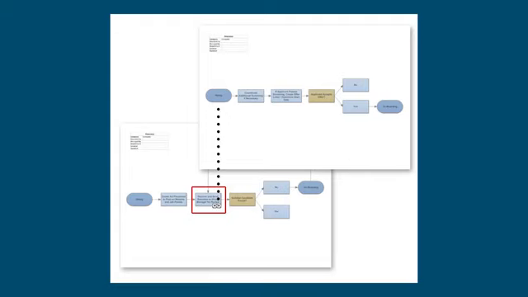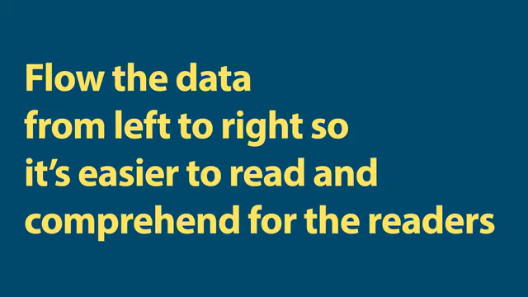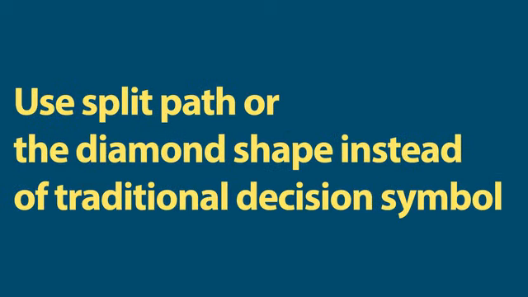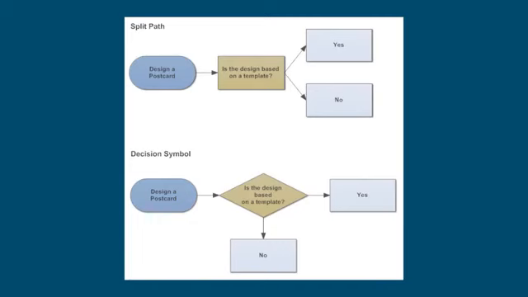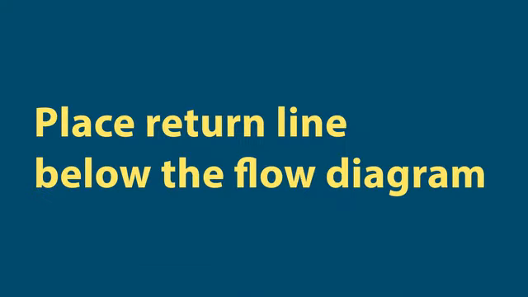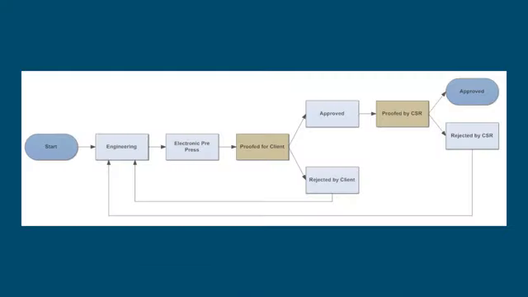The third one is flow the data from left to right so it's easier to read and comprehend for the readers. Fourth, use split path or the diamond shape instead of traditional decision symbol. By using the split path, it divides the flow but will still continue from left to right. Fifth, place return line below the flow diagram. It is logical to place the return line below instead of above the flow diagram. Make sure that you don't overlap.